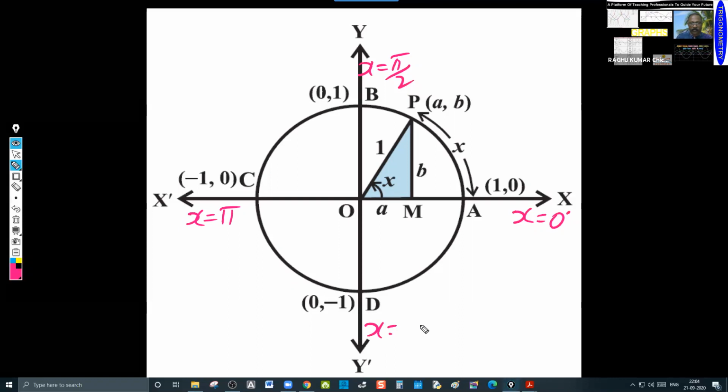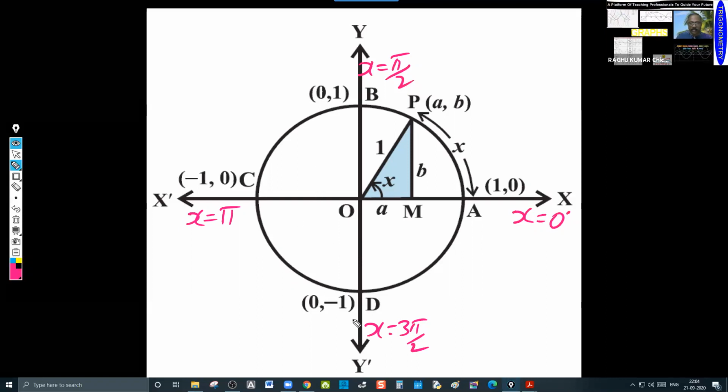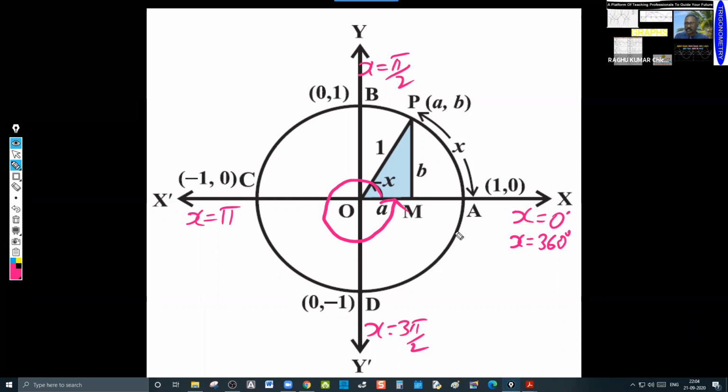Equal to any one of you, 2 pi. 3 pi by 2, 3 pi. 90 plus 90, 180 plus 90, 270. Now it becomes again 360. So what you have to understand is that 0 degrees and 360 degrees take the same position. That means it takes a complete revolution. One complete revolution gives you 0 to 360.